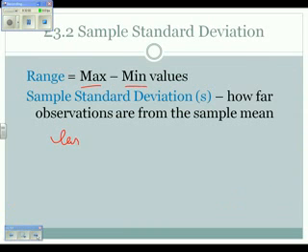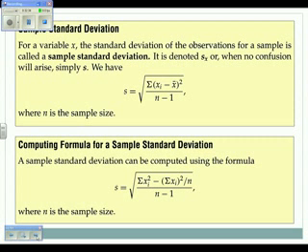But basically, the larger the S is, and S represents sample standard deviation, the more spread out your data is going to be. There's going to be a lot of distance between each data value and the mean. And the smaller the S is, you're going to have a very tight group of data. So the data is all going to be very close to each other. All of the data values are going to be close to the mean.